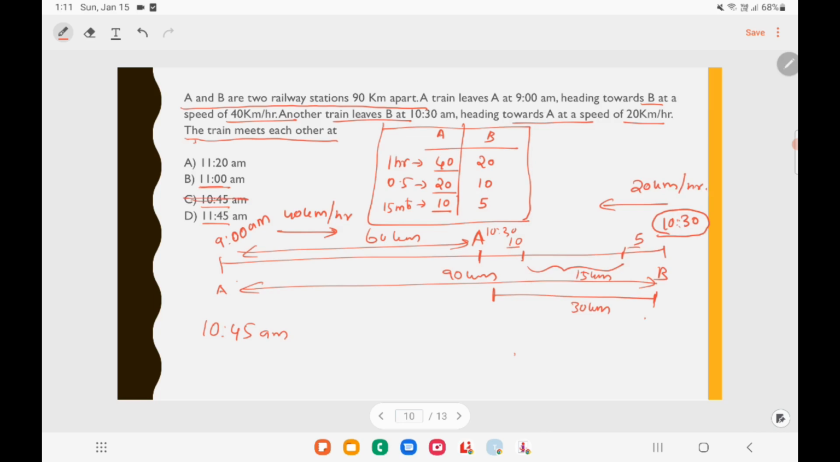Then again in the next 15 minutes, train A travels another 10 kilometers and train B travels 5 more kilometers. So that becomes 15. So option B is the right answer. This way you need to solve this kind of questions.